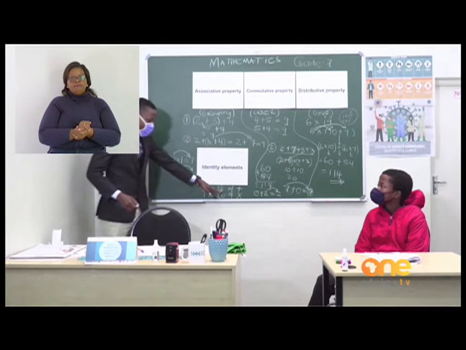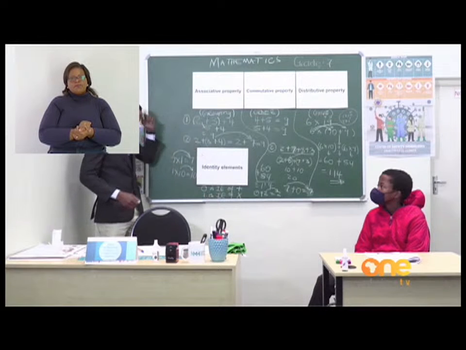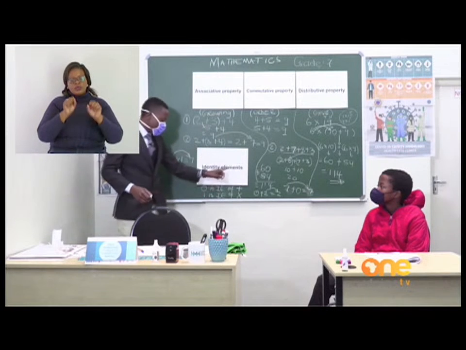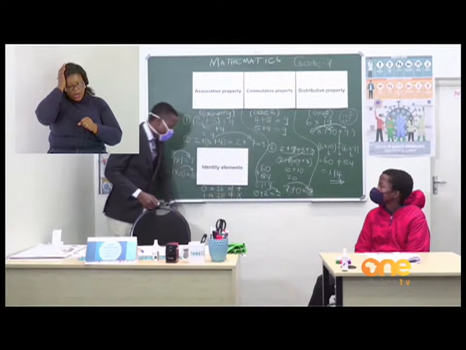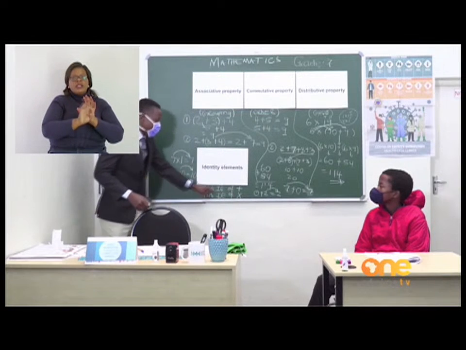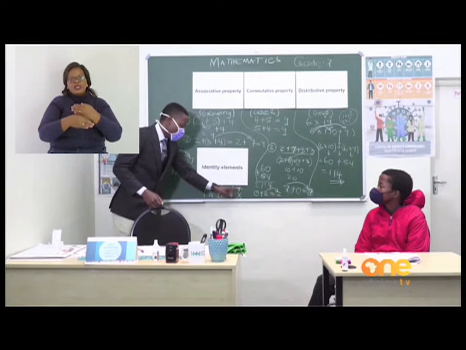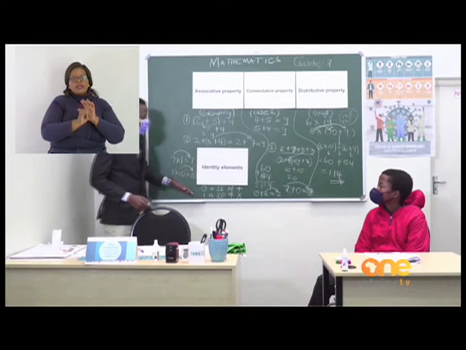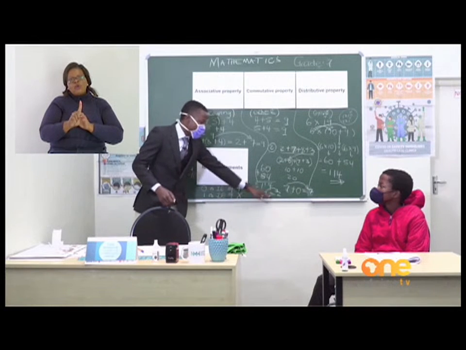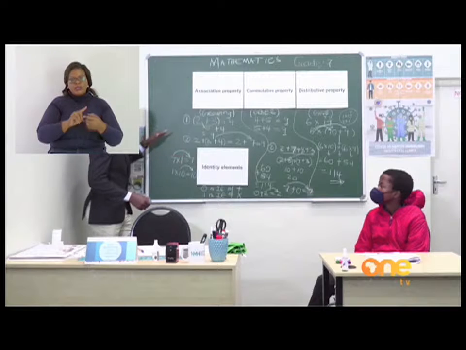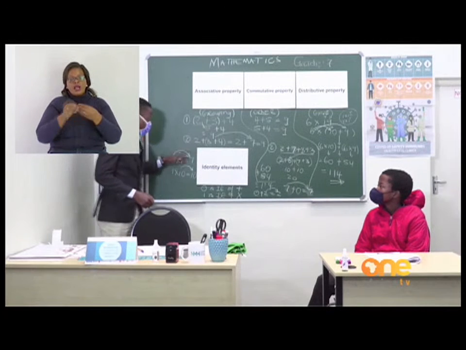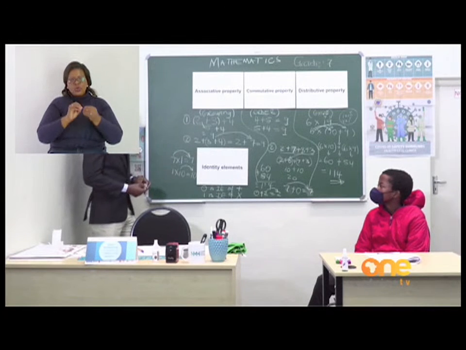So this must be fixed in the head that 0 is an identity element of addition and 1 is an identity element of multiplication. Why? Because if you add 0 to a number, you get that number. If you multiply a number by 1, you get that number.